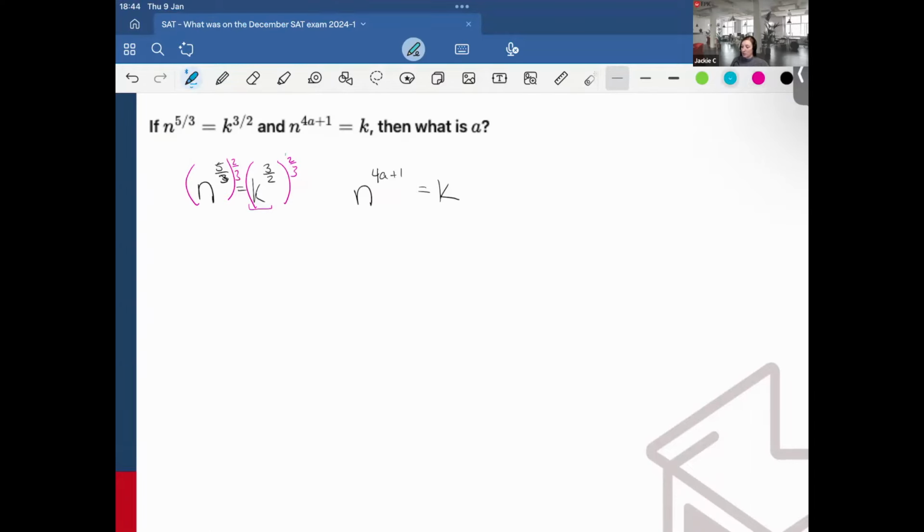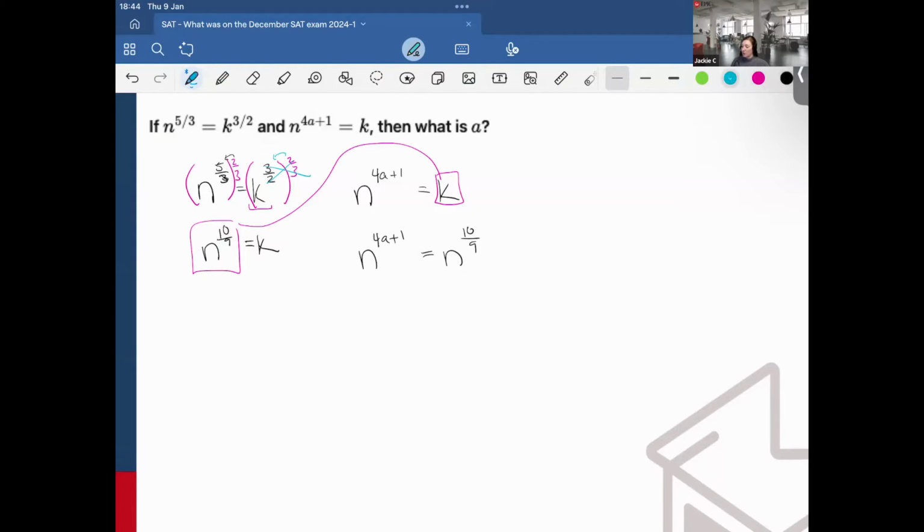And then in doing so, this here just becomes 1. And then on this side, this would be 10 over 9. So n to the 10 over 9 is equal to k. Now that I have a value for k, I can substitute that in here. And then this would be n to the 4a plus 1 is equal to n to the 10 over 9.